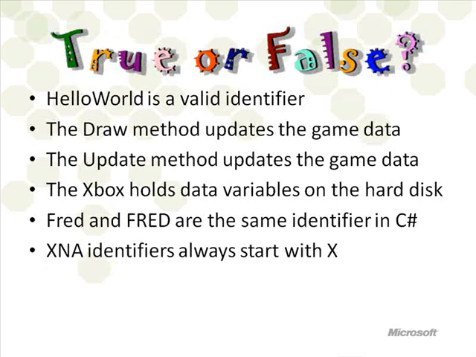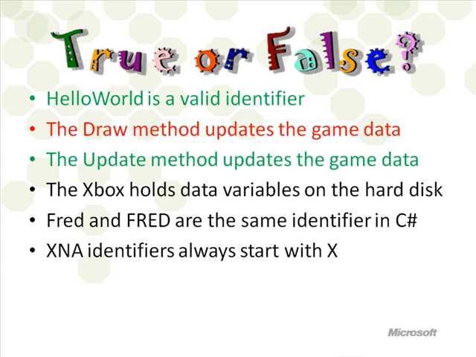Okay, time for a quiz. Hello world is valid. Oh yes, I like hello world. The draw method updates the game data. Nope. The draw method is not supposed to do that. It's a consumer. It just reads stuff and uses it to draw pictures. So that one's a fib. The update method is the one that updates the game data, and that means that this particular bullet point is going to be a snap.